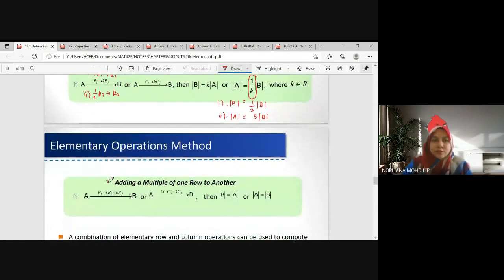The third operation is adding a multiple of one row to another row. For example, we have 2 row 1 plus row 2 transform into row 2. Then the determinant of A is equal to the determinant of B. It does not change if you use this third operation, adding a multiple of one row to another row.